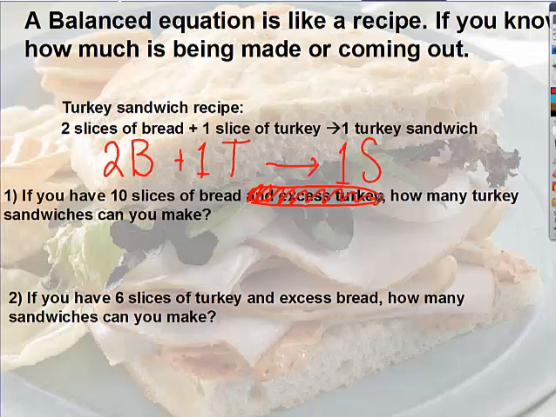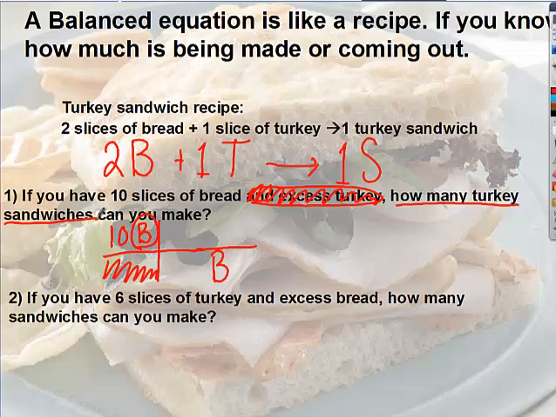What's the first number I should put? It's the 10 slices of bread. I'm going to abbreviate it 10B. And we're going to set up a problem like we did for moles using dimensional analysis. Remember, nothing goes in this box right here. And since I have bread right here, then bread is going to go at the bottom. And they want to know how many turkey sandwiches. So I'm going to put an S at the top.